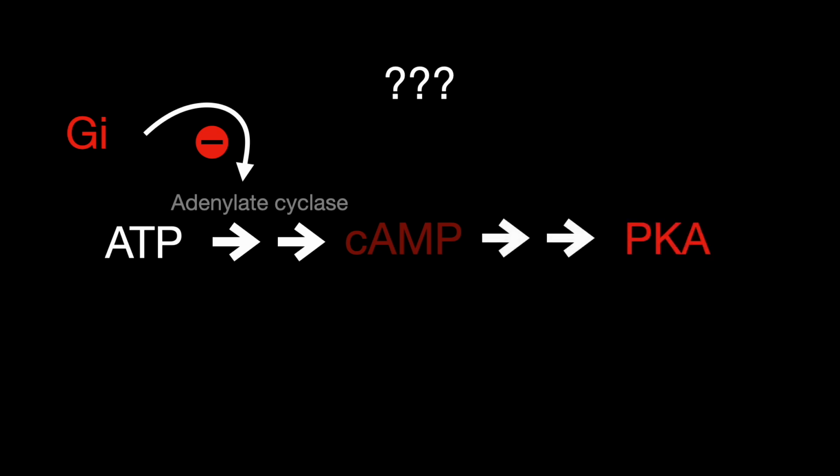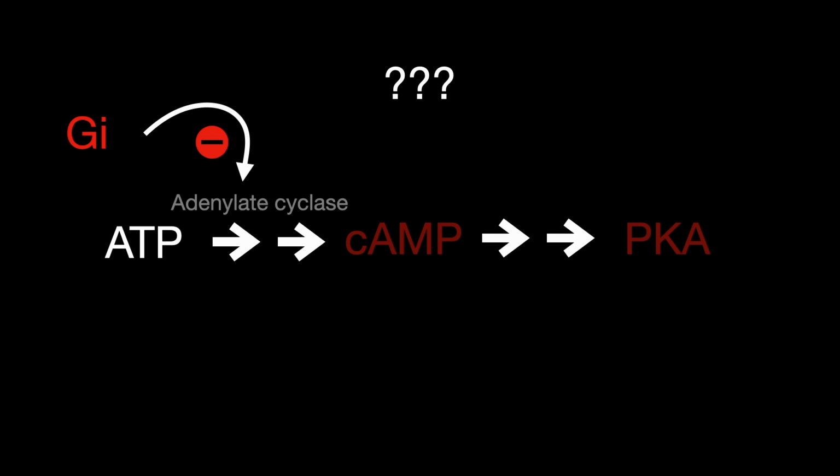When GI-coupled receptors are activated, the GI pathway operates via the inhibition of the adenylyl cyclase enzyme. Now you know that the enzyme adenylyl cyclase produces cyclic AMP from ATP. The adenylyl cyclase enzyme is inhibited, resulting in a decrease in cyclic AMP. And decreased cyclic AMP leads to the inactivation of the protein kinase A enzyme.